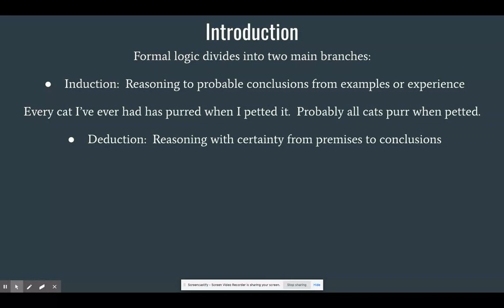Deduction, which is what we're going to study in here, means reasoning with certainty from premises to conclusions. If we can do a deductive argument right, our conclusion is not likely, our conclusion is certain. Deductive reasoning does not yield probability. Deductive reasoning yields absolute certainty. That's why I love deductive reasoning. We can be certain of our conclusions if we do it right. If we have clear terms, true statements, and a valid argument, what we end up with is an absolutely certain conclusion.